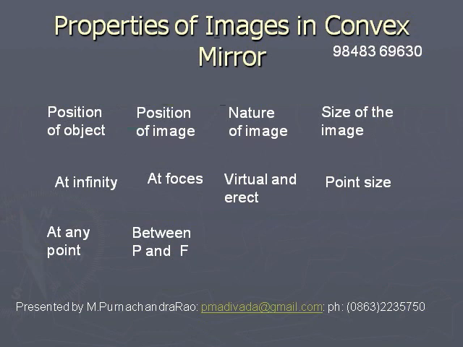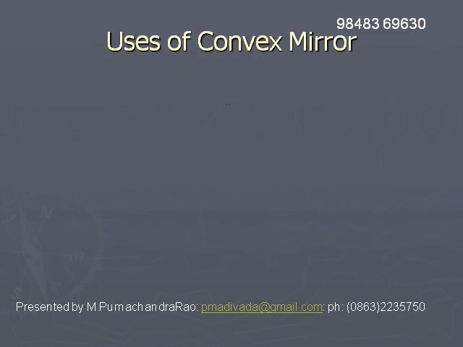When the object is at finite distance from the pole of the mirror, the image will be formed between P and F, between the focus and the pole behind the mirror. It is a diminished image. Its nature is virtual and erect. Like this, we can memorize the results of the experiments in convex mirror, the image formation in convex mirror.